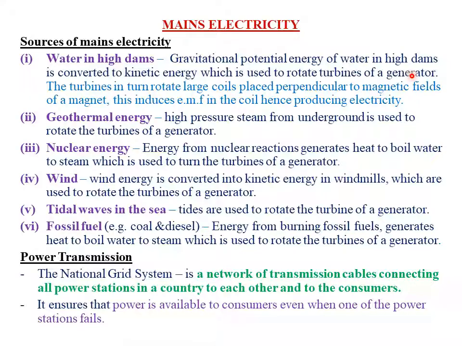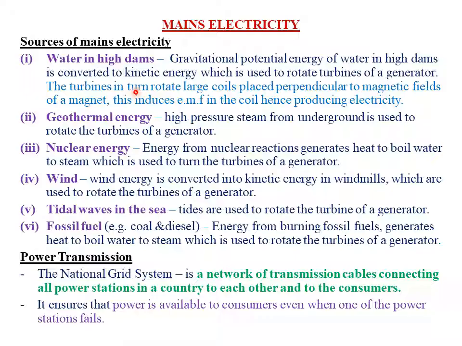Remember, we can use either an alternating current generator or a direct current generator, but we have said that for mains electricity, we prefer alternating current generators because AC is easier to step down and also to step up whenever we need to transmit it from the power stations to the local substations and also to the households. So the gravitational potential energy of water in high dams is converted to kinetic energy, which is used to rotate the turbines of a generator.